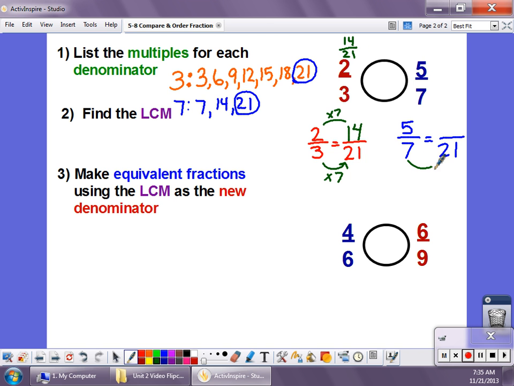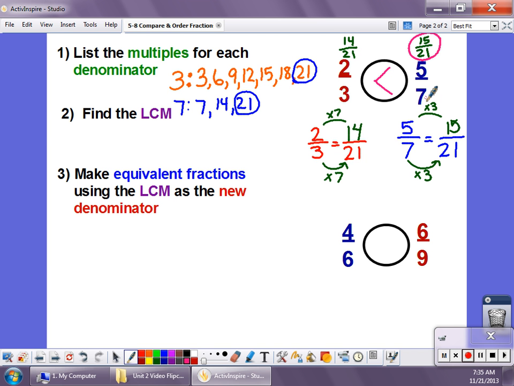Do the same thing here. To go from 7 to 21 is times 3. So we'll do the same thing up top, and we get 15 out of 21. And now that I have the same denominators, what I need to do is think about, okay, which is more, 14 out of 21 or 15 out of 21? Well, 15 is more than 14, so that's my bigger fraction. So I put this symbol in because this is the bigger amount. 2/3 is less than 5/7.